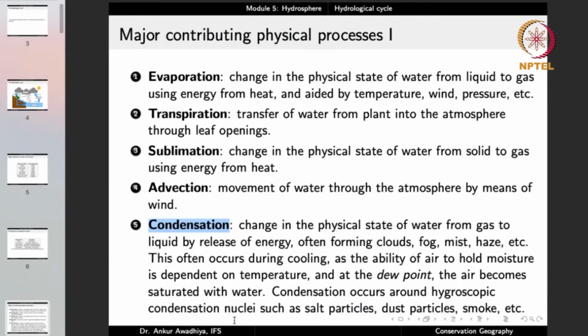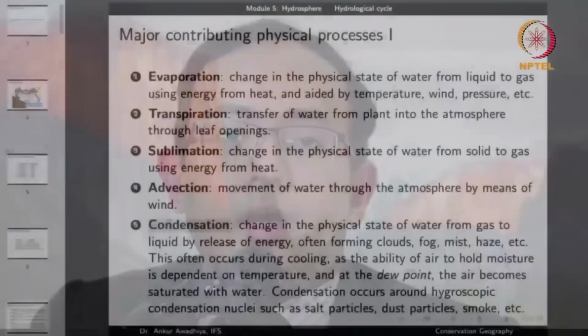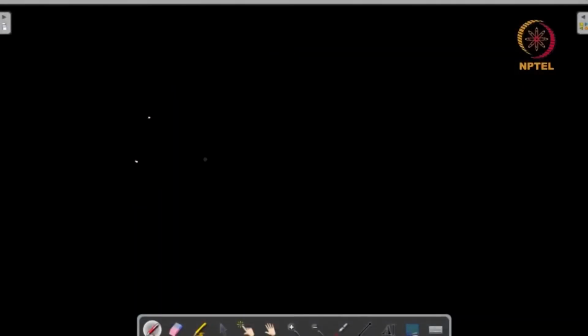Condensation occurs around hygroscopic condensation nuclei such as salt particles, dust particles, smoke, etc. So when condensation is happening, it has to leave water somewhere, and typically the water is left around the hygroscopic particles such as dust or salt. So these are known as condensation nuclei because when condensation occurs, it is around these particles that the water will condense in the form of a liquid. So these act as nuclei to start the condensation process.